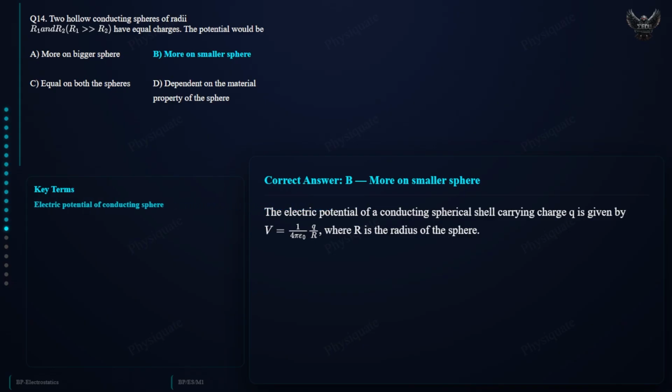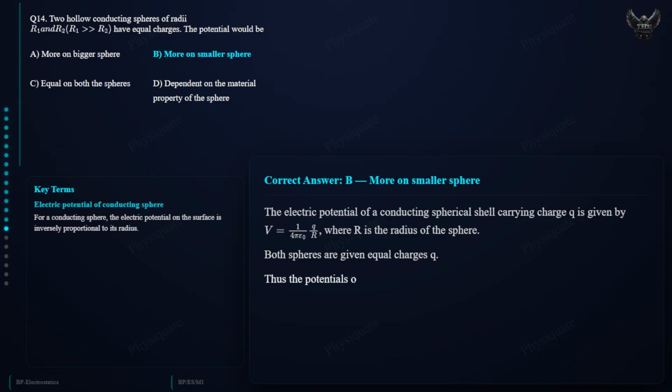Now let us consider electric potential of a conducting sphere. For a conducting sphere, the electric potential on the surface is inversely proportional to its radius. Both spheres are given equal charges Q. Thus the potentials of the two spheres are V1 equals 1 divided by 4 pi epsilon 0 Q divided by R1 and V2 equals 1 divided by 4 pi epsilon 0 Q divided by R2.